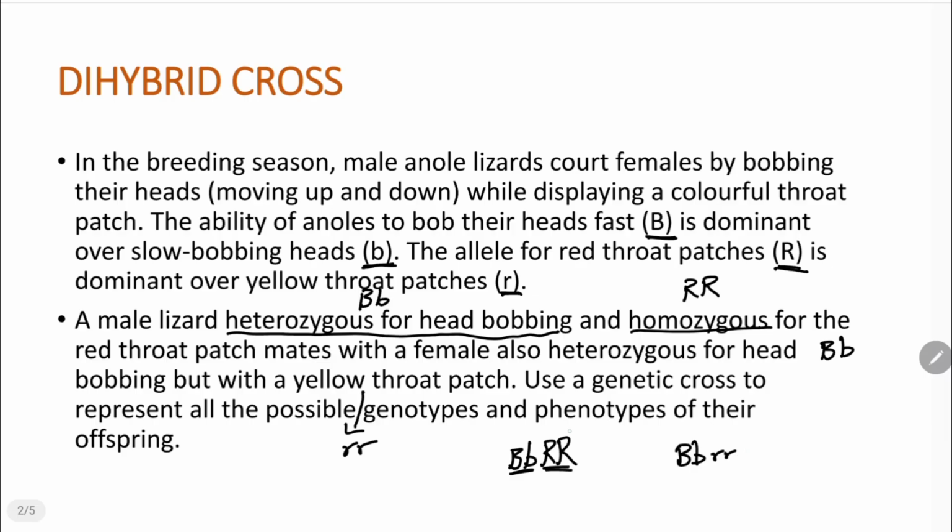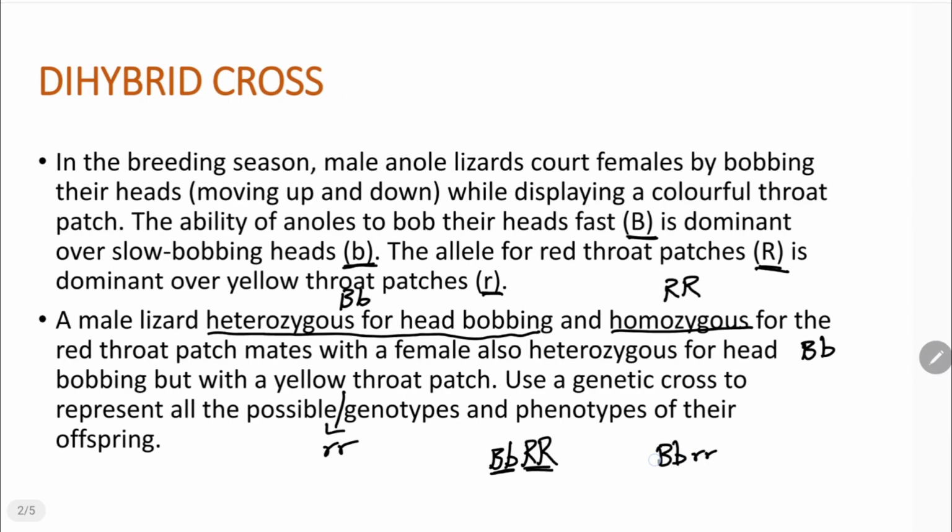Now we must be able to perform a genetic cross with this information that was given, and let's try to perform this genetic cross. Now the structure of a genetic cross remains the same. It always starts with P1. In front of P1 now comes phenotype.